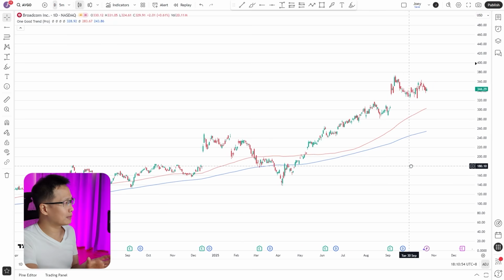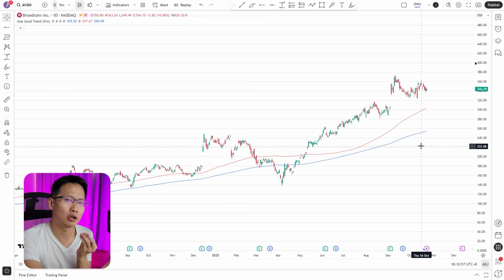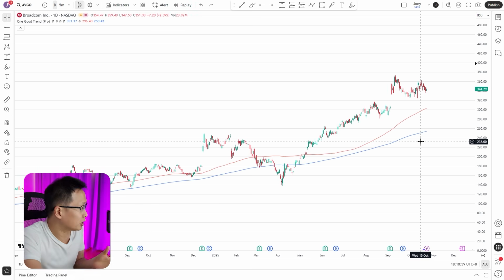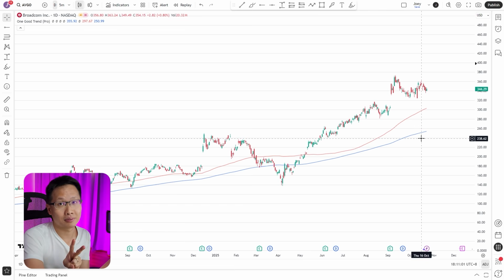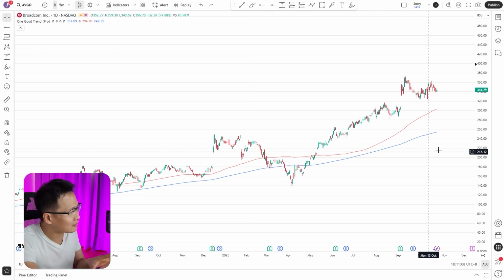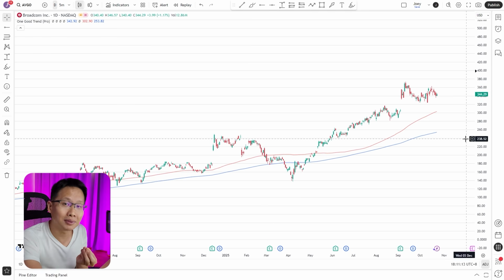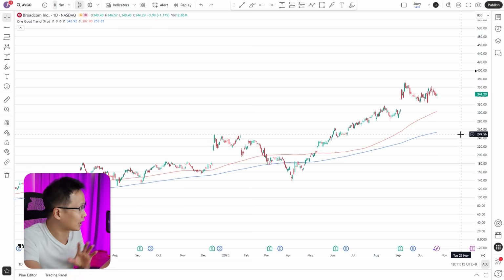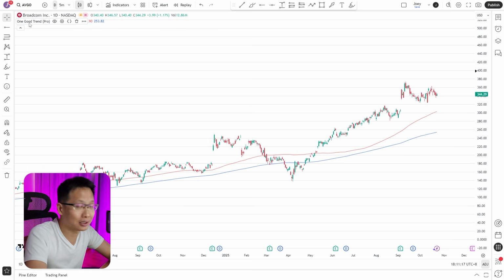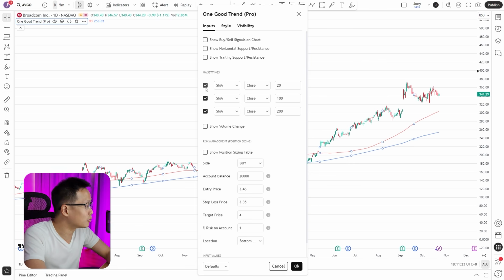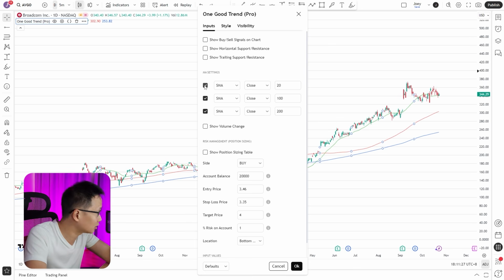Okay, so let's go back to this example on Broadcom, whereby we have talked about the long-term posture of a particular stock just by using two simple moving averages, the 100-day simple moving average and the 200-day simple moving average, which is the blue line. Now, let's dive a little bit deeper to get what we call the short-term trend of a particular stock. And how do we do it? Well, we can pull out another moving average, the 20 days simple moving average, which I've incorporated into the One Good Trend Pro indicator that I have right over here. Just click on it, and there we go.